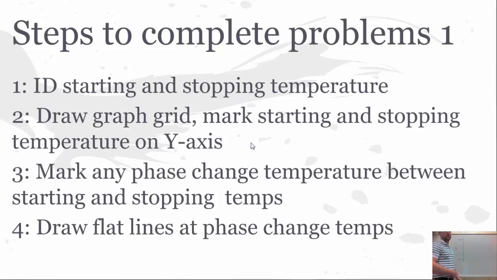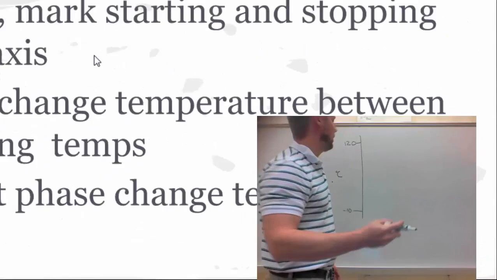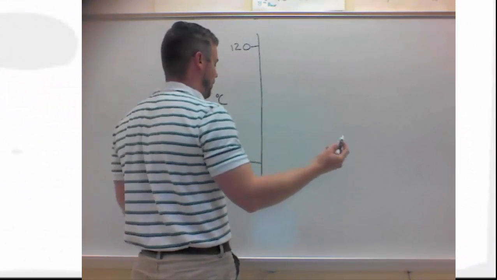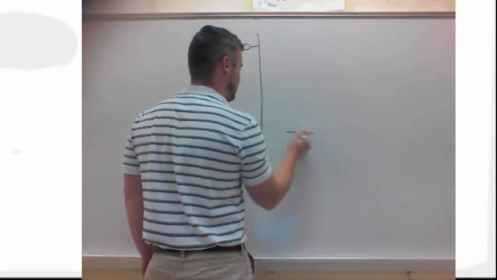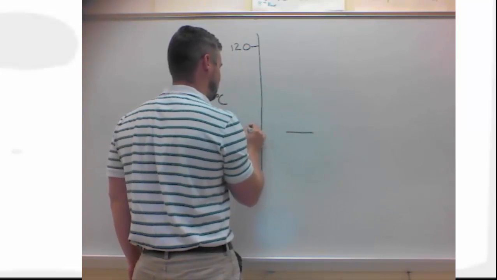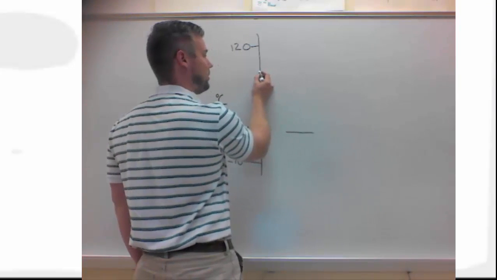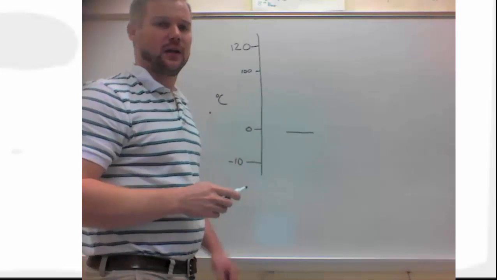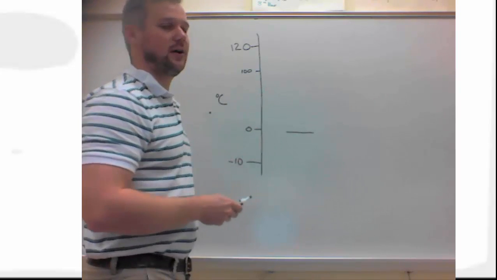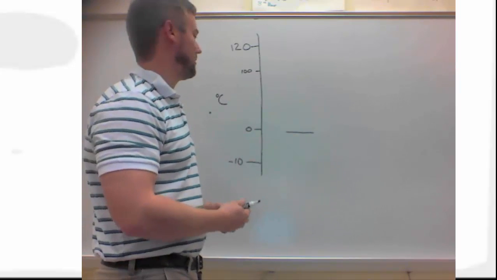Mark any phase change temperatures between the starting and stopping temperatures. So you need to know that the freezing point of water is at 0, and then the boiling point of water is at 100. This doesn't have to be overly to scale. You're just trying to draw these different phases of your graph.